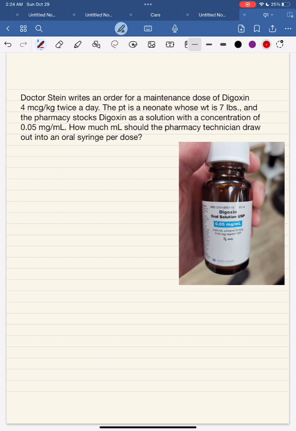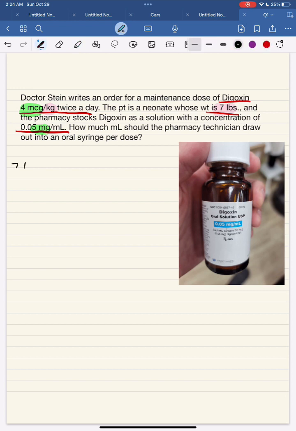Okay, so the doctor writes an order for digoxin, 4 micrograms per kilogram twice a day. Patient weighs 7 pounds. The pharmacy has 0.05 milligrams per ml. How much does the technician draw out? You're dealing with micrograms, milligrams, kilograms, and pounds. So you have to make sure you do the conversions before you do the calculations.